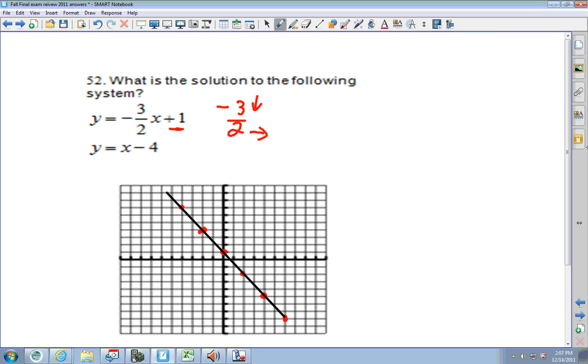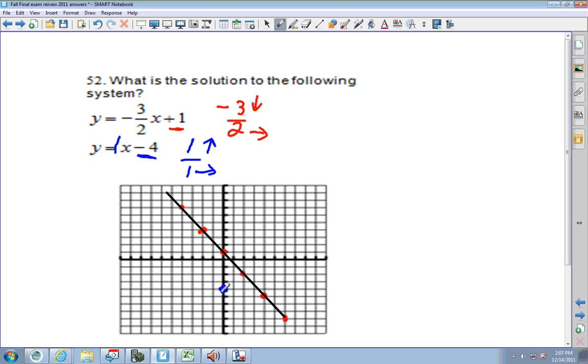And I'm going to graph the second one. Plot the y-intercept first, which is -4. Now what is the slope in this case? There's not a number in front of x, but we should know that there's a 1. So that means 1 over 1. It tells me to go up 1 to the right 1.